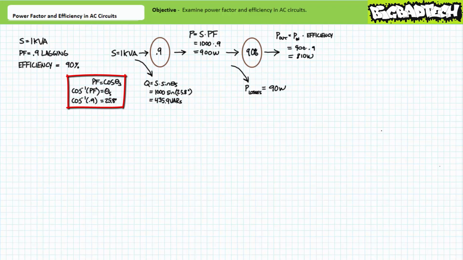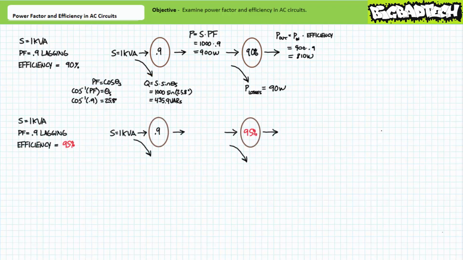The angle is assumed to be positive because we're clearly dealing with an inductive occasion in which current lags voltage and inductive reactive power is assumed to be positive. Substituting in our given values yields not 100, but rather 435.9 VARs. As a follow-on exercise, consider how power factor and efficiency not only influence each other, but also the final result.